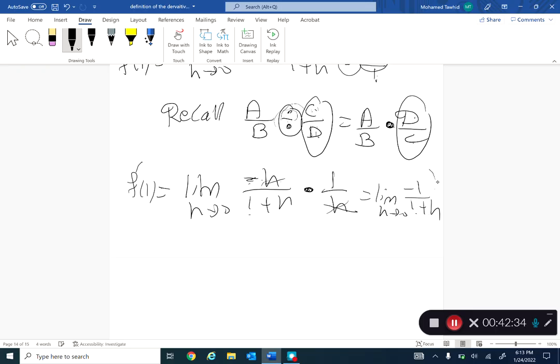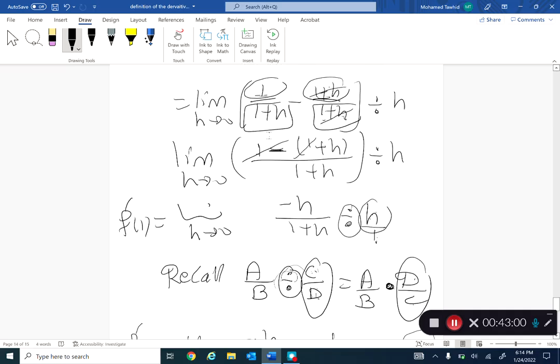Now when I take the limit, can I simplify more? No, that is the maximum I can simplify. When I take the limit, you have h close to 0, which means just replace h by 0. Then what did you get? Negative 1 over 1, because your h is 0. So that is your f prime of 1. Your derivative here is nothing but negative 1.